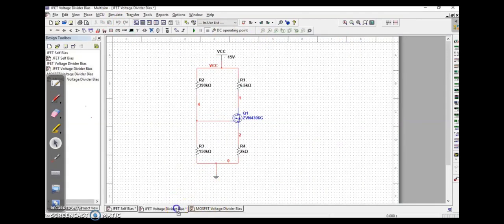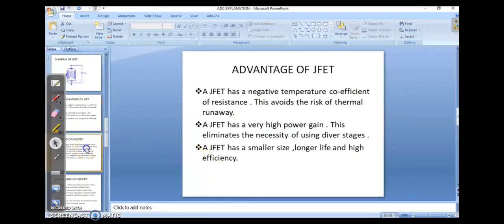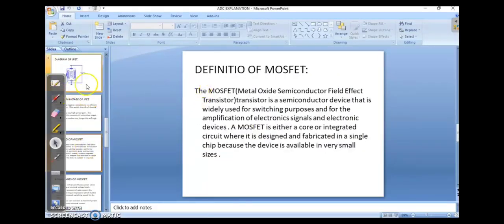And next we'll see about the MOSFET. MOSFET is nothing but the metal oxide semiconductor field effect transistor. It's a semiconductor device that is widely used for switching purposes and for the amplification of electronic signals in electronic devices. The MOSFET is either a core or integrated circuit, designed and fabricated in a single chip because the device is available in very small sizes.